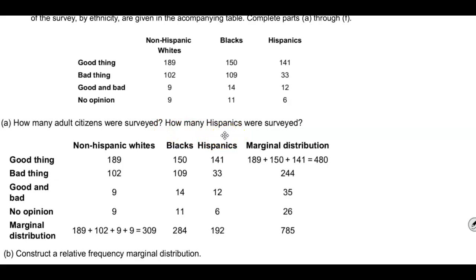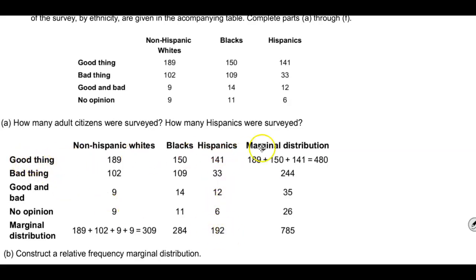So what we want to do is first find the column total for non-Hispanic whites. If we add up 189 plus 102 plus 9 plus 9, that gives us a total of 309. For blacks, if we add up 150 plus 109 plus 14 plus 11, that gives us a total of 284. And for Hispanics, if we add 141, 33, 12, and 6, that gives us 192.